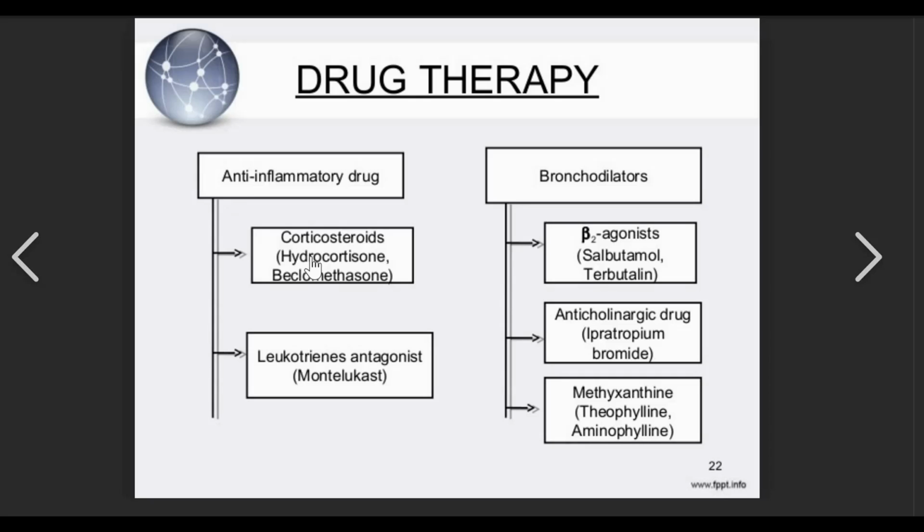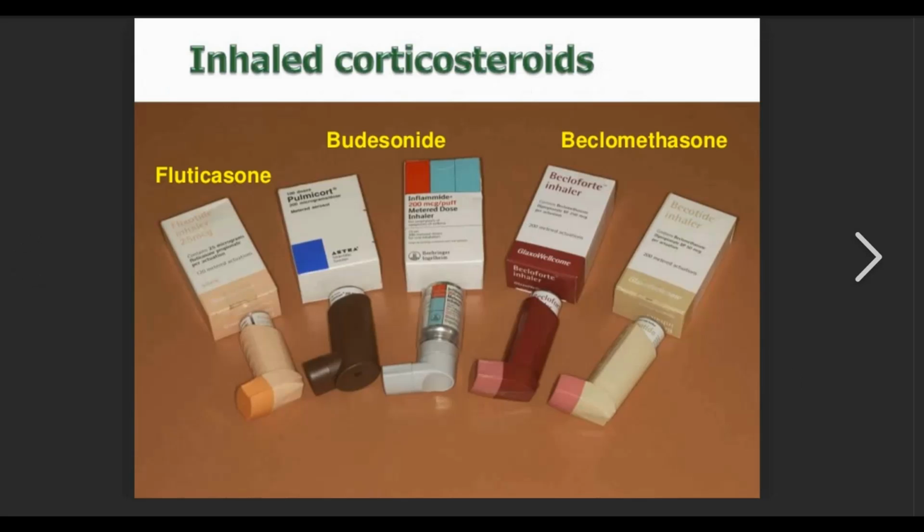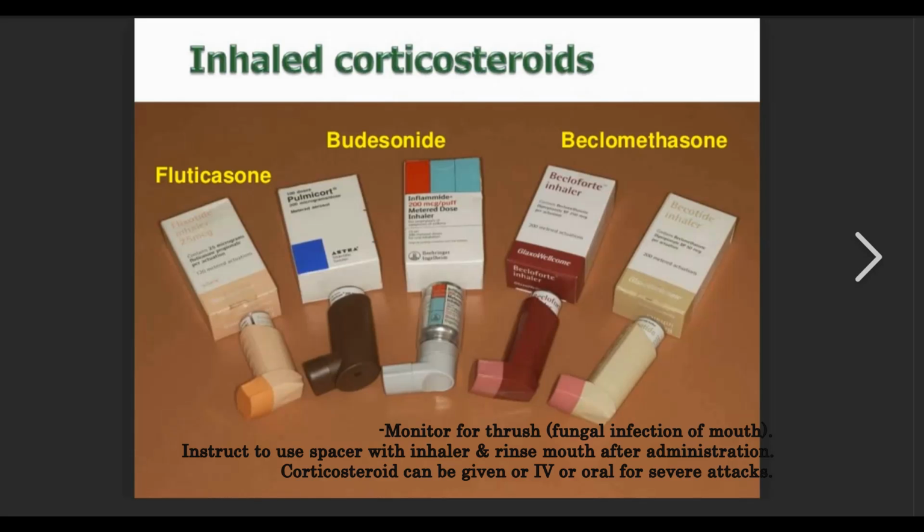An example is corticosteroids, which are given through inhalation. Some examples of inhaled corticosteroids include fluticasone, budesonide, and beclomethasone. When a patient is on inhaled corticosteroids, teach the patient to monitor for thrush. What is thrush? It is a fungal infection of the mouth, and it is seen as a white lesion on the tongue or on the inner cheeks. So instruct the patient after using corticosteroids to rinse the mouth or use a spacer with the inhaler.